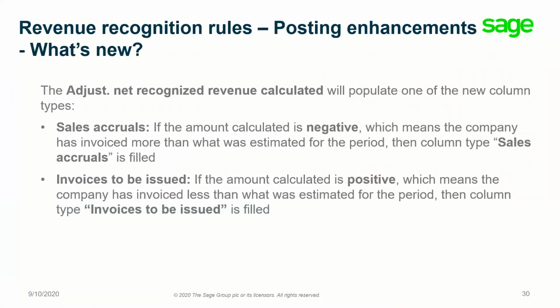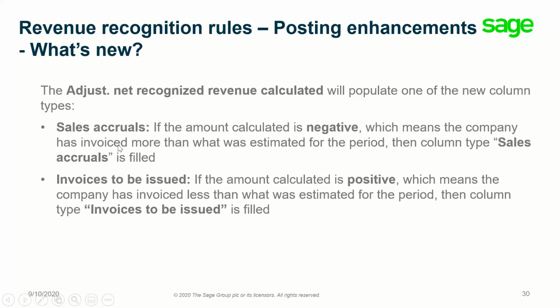Okay, so what does accrual management mean in that case? Thanks to the posting enhancement that I mentioned, we have these three fields in the revenue recognition rules. The first one is adjusted net recognized revenue calculated. This one is calculated by the system based on the rules here. And if the amount of this one is negative, there is another field, which is sales accrual, that will be populated by the system with the negative amount coming from here.